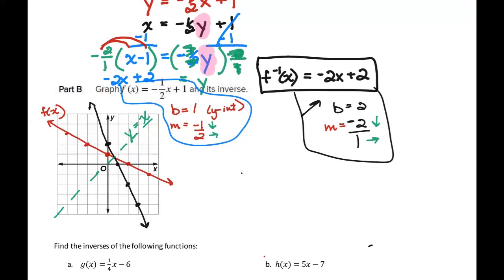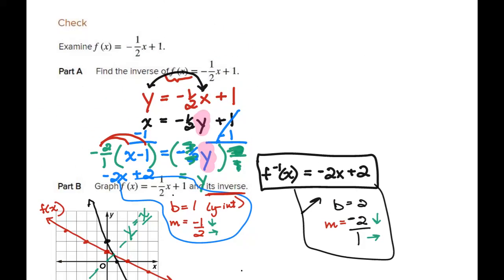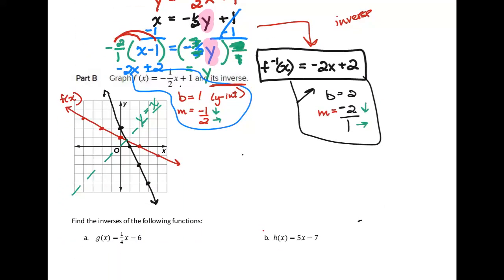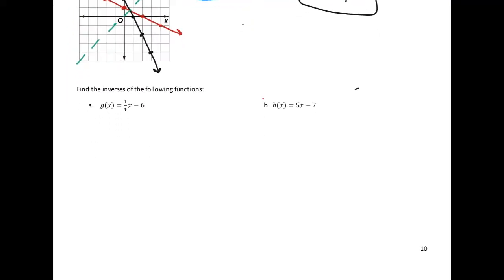Well, because it says graph f of x and its inverse. So you solve to find the inverse. F of x was the original, and then we did all of this work to get the inverse of f of x. And then it says to graph the original and its inverse. So that's what we did. Okay? All right.